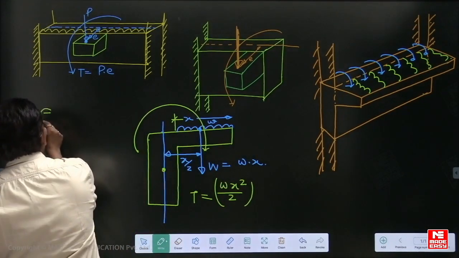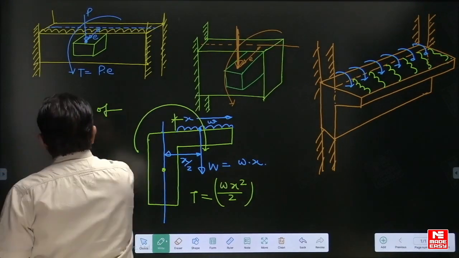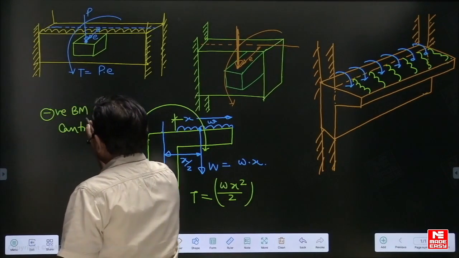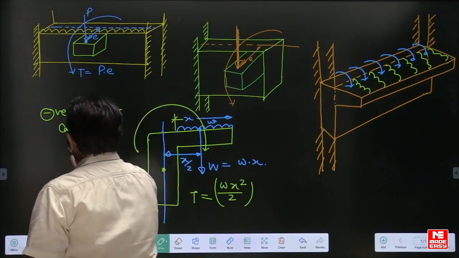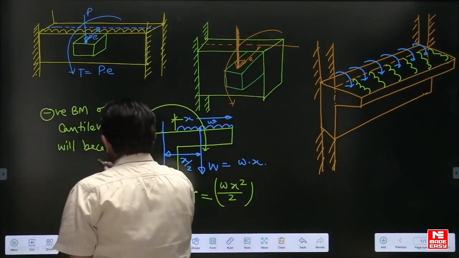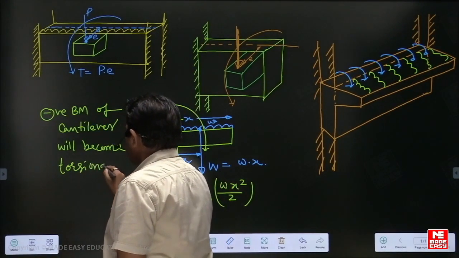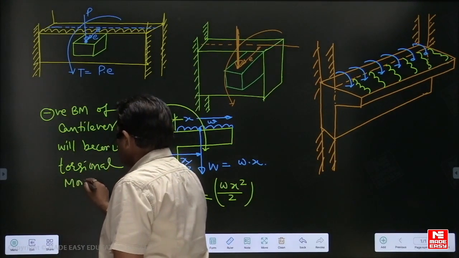Negative bending moment of cantilever will become torsional moment for the beam.